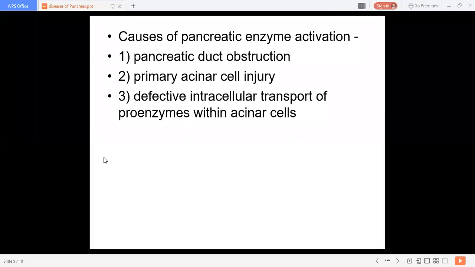Now what is going to happen with this edema? This edema reduces the blood flow. It compresses the blood vessels supplying the pancreas and causes a decrease in blood flow, leading to vascular insufficiency and ischemic injury to the acinar cells. Understood?